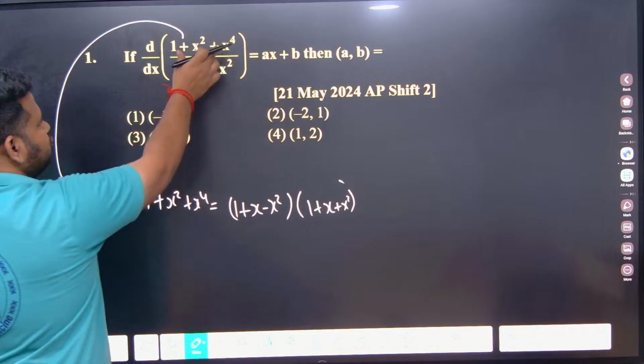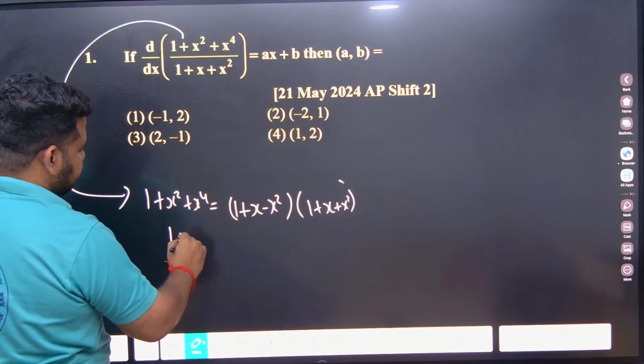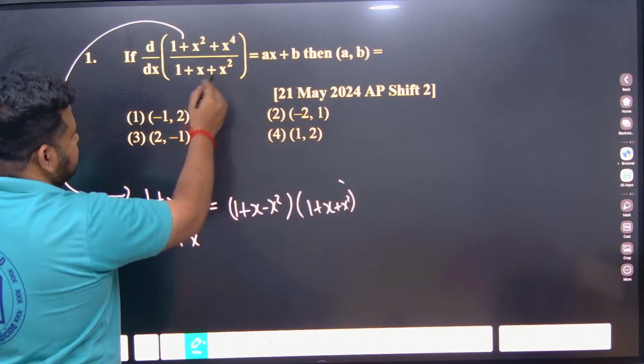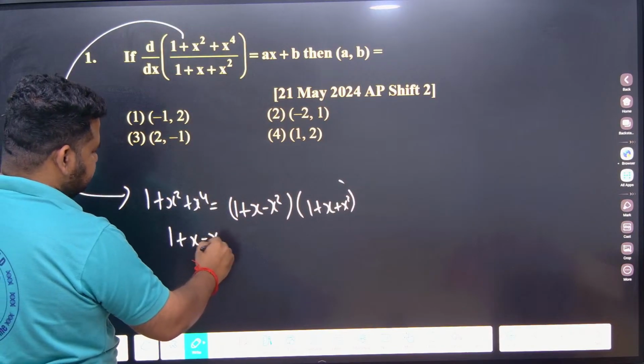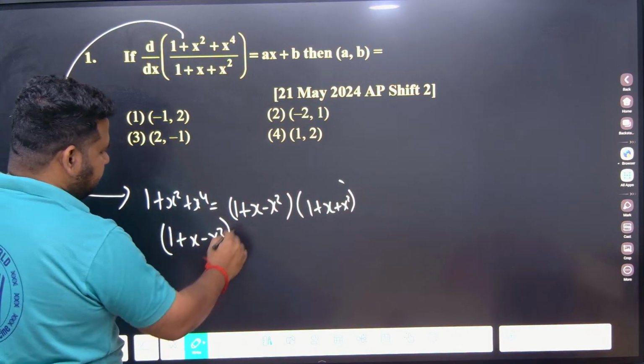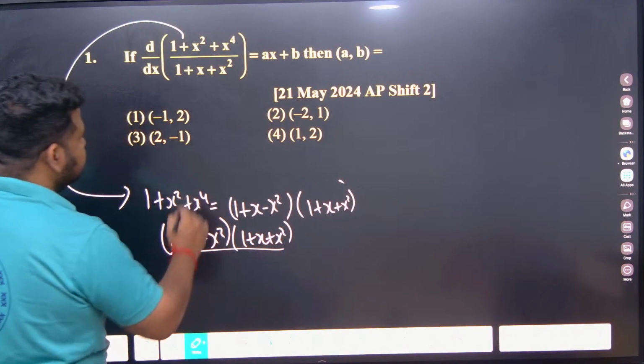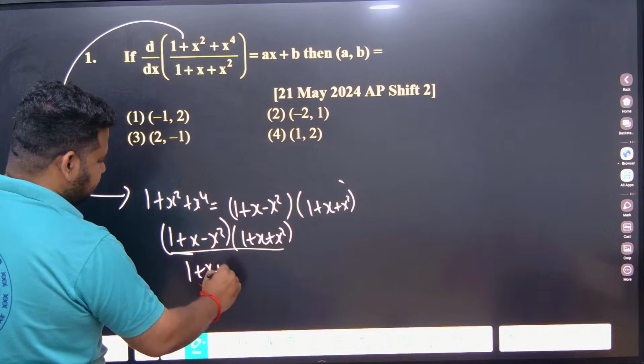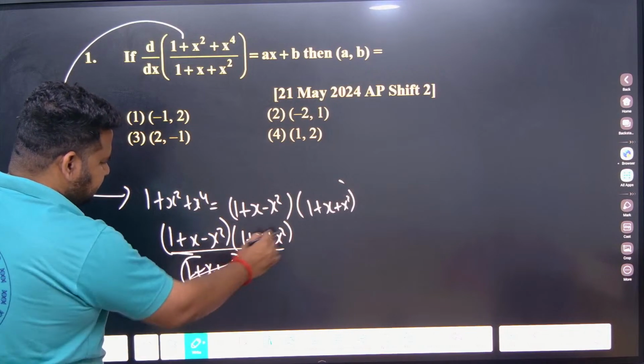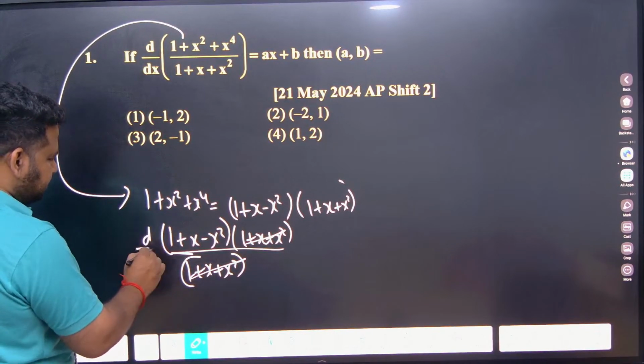So this numerator, 1 plus x square plus x power 4, I can write as 1 plus x minus x square, and another one will be 1 plus x plus x square, divided by the denominator 1 plus x square. Based on this, I can differentiate. Now I am left with d by dx of only this.